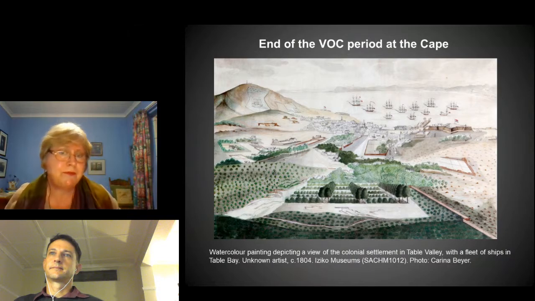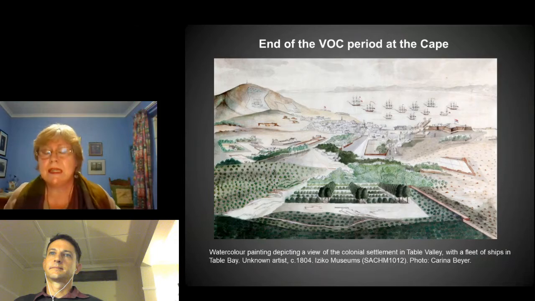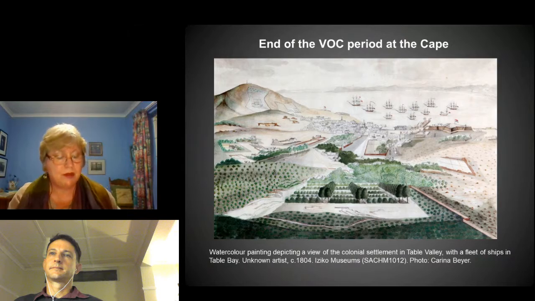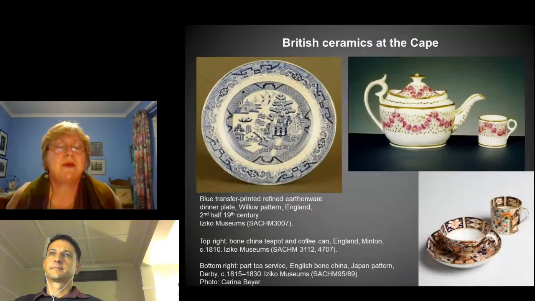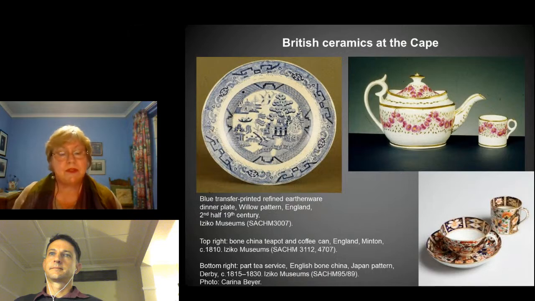When the British took over, first in 1795 and then again in 1806, British ceramics started coming onto the market, and large numbers of British ceramics were exported to the Cape. The majority of household ceramics supplied during that time came from the Staffordshire area in England. And British ceramics with printed decorations, such as willow pattern plate, very familiar, popular willow pattern plate, are commonly found on Cape archaeological sites.